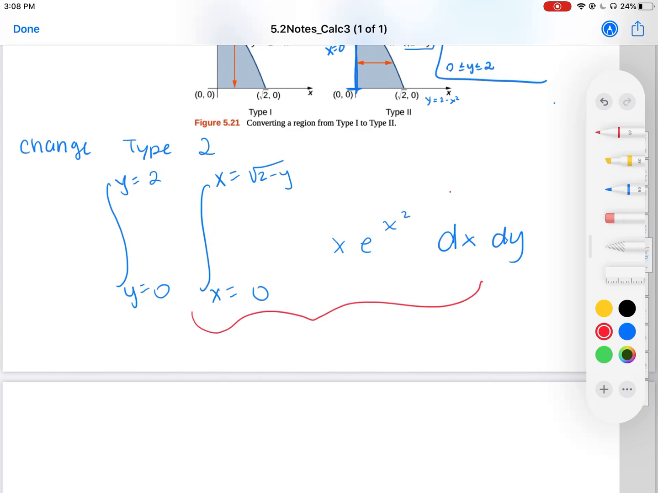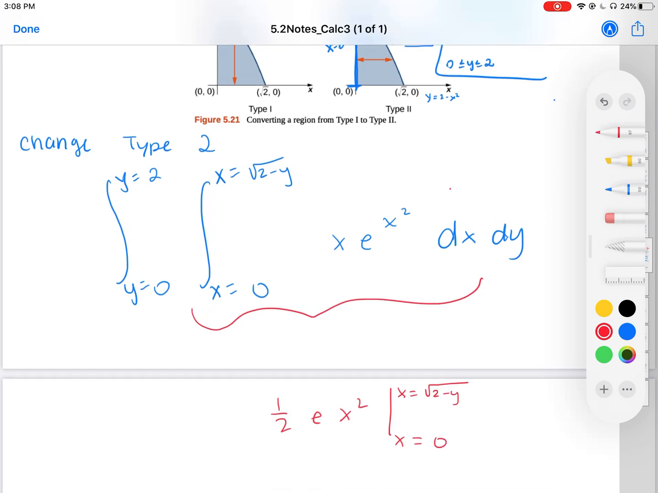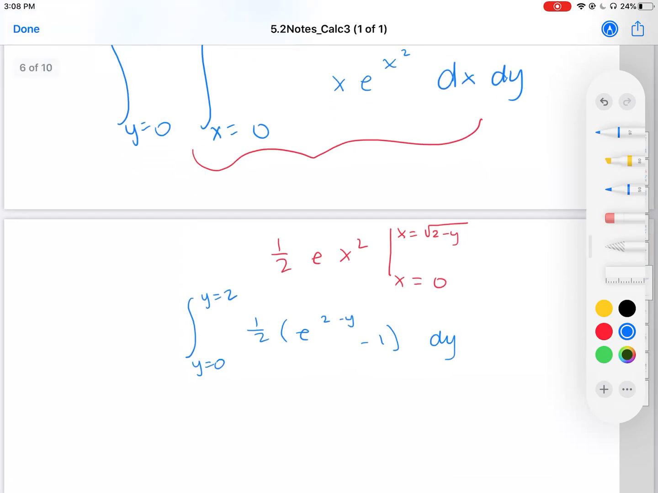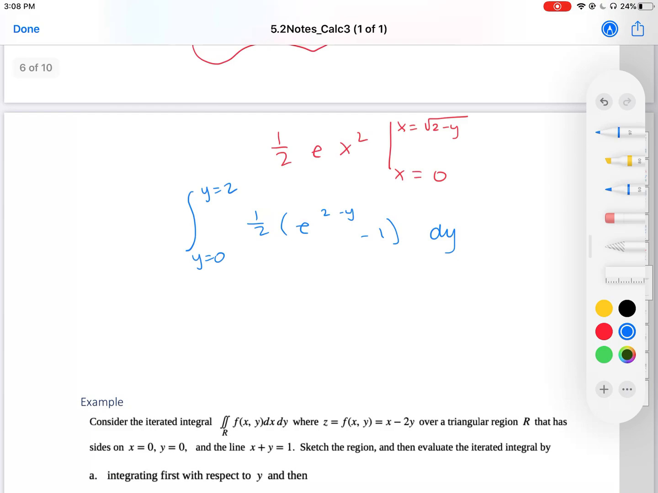All right, let's first integrate for x so that we have 1/2 e to the x squared. And then we evaluate when x is equal to the square root of 2 minus y and x is equal to 0. And we are left with 1/2 times e to the 2 minus y minus 1. Now we evaluate in terms of y. y is equal to 2, y is equal to 0, dy. So we integrate, and we're left with negative 1/2 e to the 2 minus y plus y.